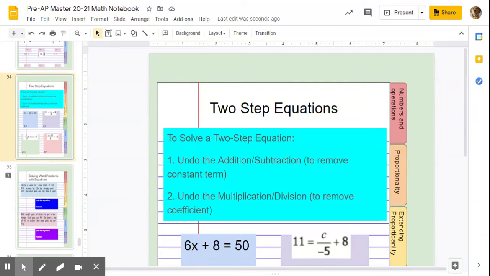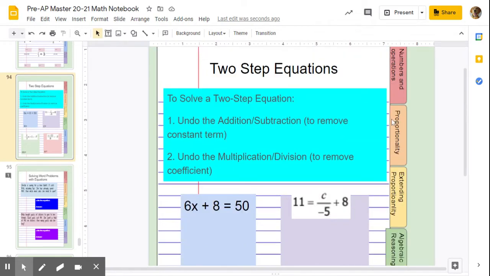All right, guys, today we're going to talk about two-step equations. So we've been doing all of those one-step equations with all four operations. Now we're going to move to two-step equations. In two-step equations, we still have the same goal: to get the variable by itself.